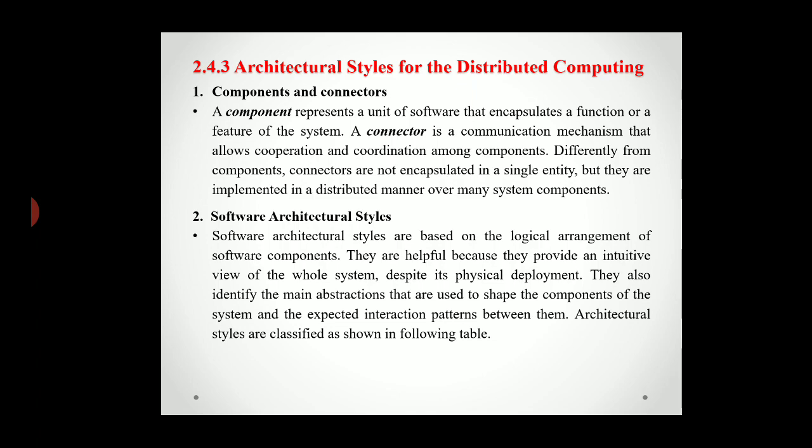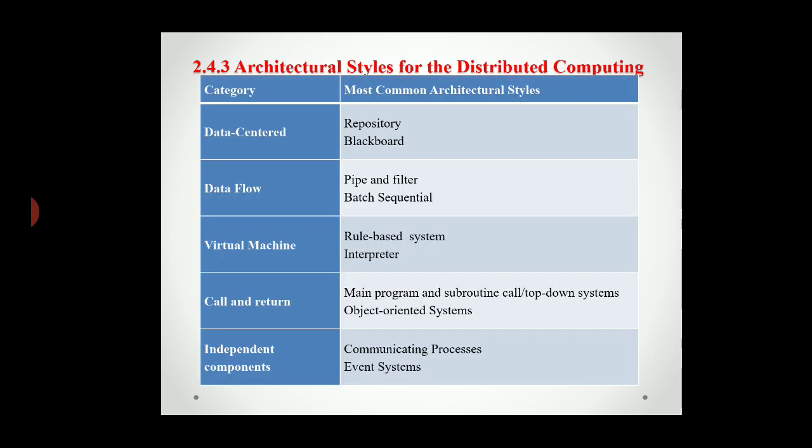system components. Software architectural styles. These are based on the logical arrangement of software components. They are helpful because they provide a view of the whole system. Despite its physical deployment, they also identify the main abstractions that are used to shape the components of the system. The architectural styles are classified as per the below table.